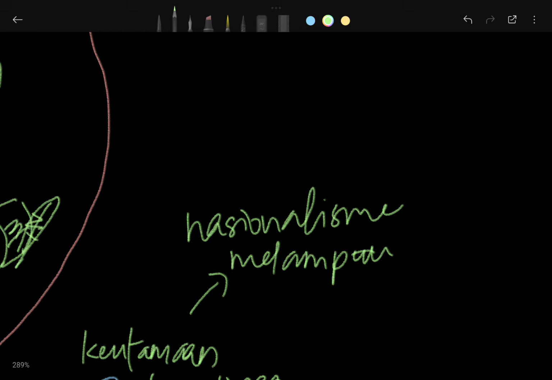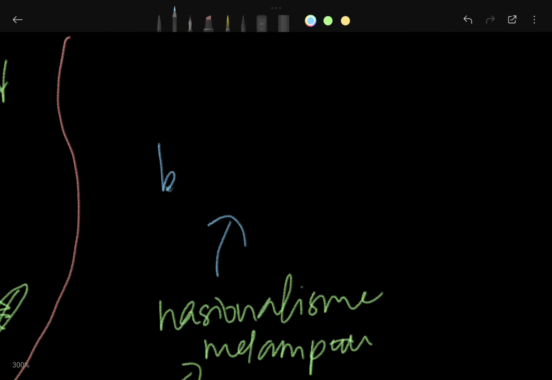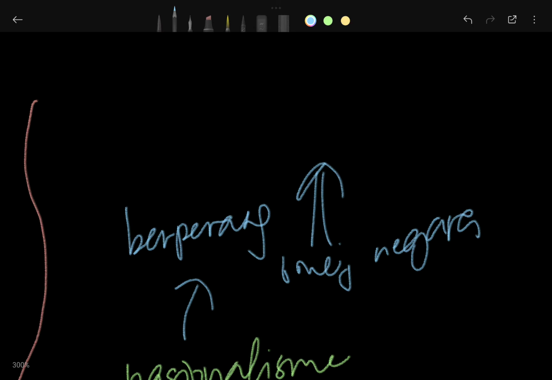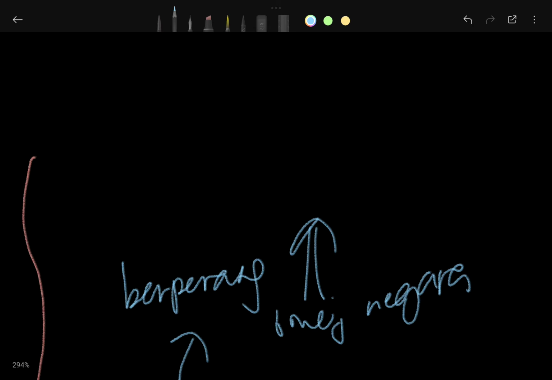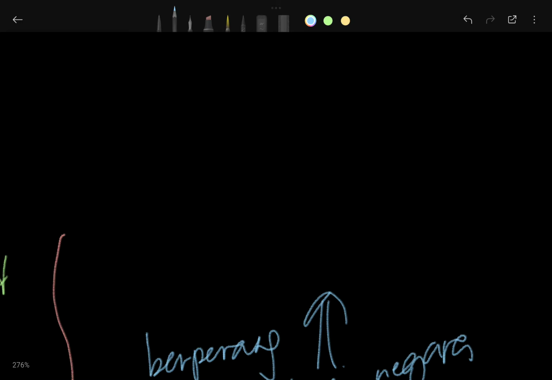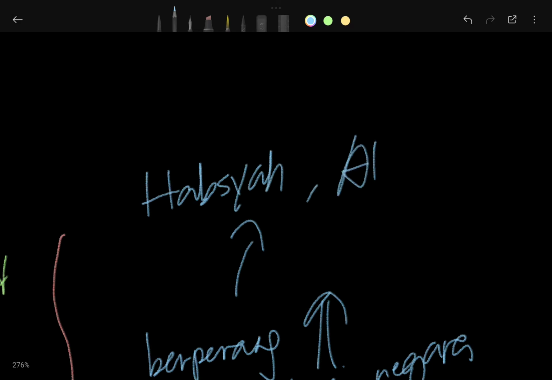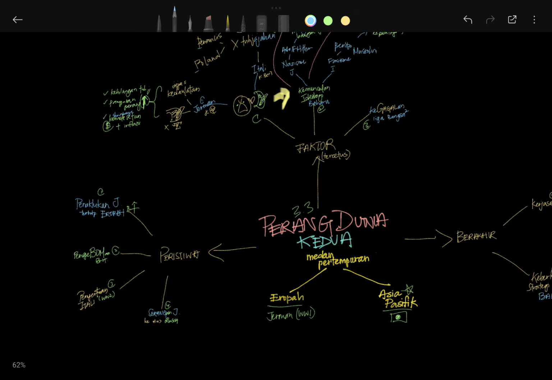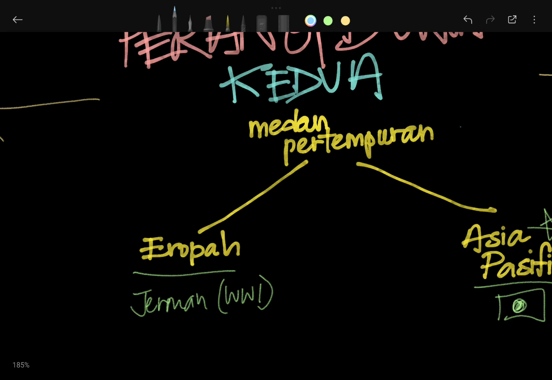Dan mereka also believe, percaya kepada nasionalisme melampau termasuk berperang, attacking, for what? Bagi meningkatkan image negara. Hey, our country's been disrespected. This is how we're gonna take back our image by attacking other countries. So, bagi memulihkan semula image-nya, Itali meluaskan tanah jajahan dengan menguasai Habsyah, Ethiopia, dan Albania. Okay, which is why when we said dua medan pertempuran, we touched on your Africa.